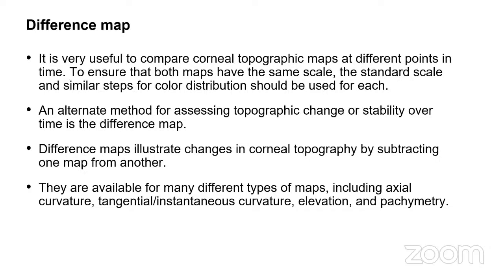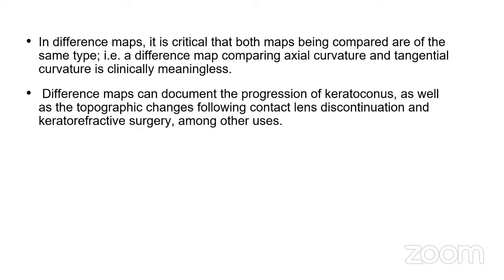They are available for many different types of maps, including axial curvature, tangential, instantaneous curvature, elevation map, and pachymetry map. In difference maps, it is critical that both maps being compared are of the same type. That is, a difference map comparing axial curvature and a tangential curvature is clinically meaningless. Difference maps can document the progression of keratoconus as well as the topographic changes following contact lens discontinuation and keratorefractive surgery, among other uses.